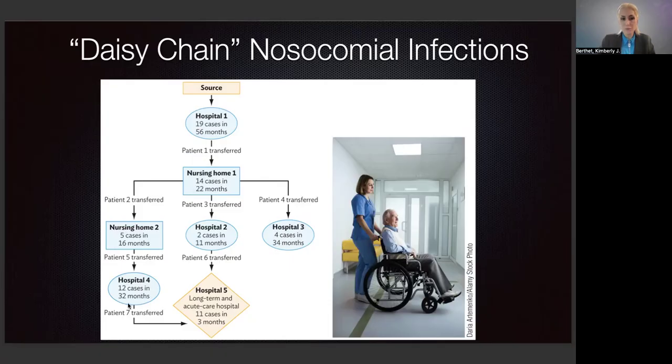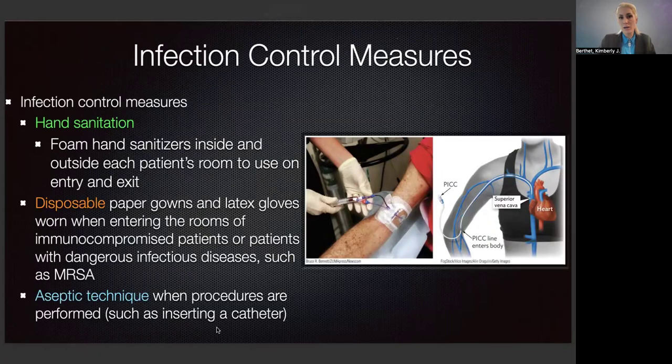Here we see hospital 4. We're seeing 12 cases in 32 months, and then hospital 5, a long-term and acute care hospital, 11 cases in 3 months. So if we start out with 19 cases in 56 months over the course of years, all the way down to 11 cases in 3 months, we can see how quickly the disease can spread between hospitals and nursing homes. And this is the daisy chain, the chain of infection, of what these small movements of patients with disease can cause in these hospital-like settings. And this is why infection control methods are so important.